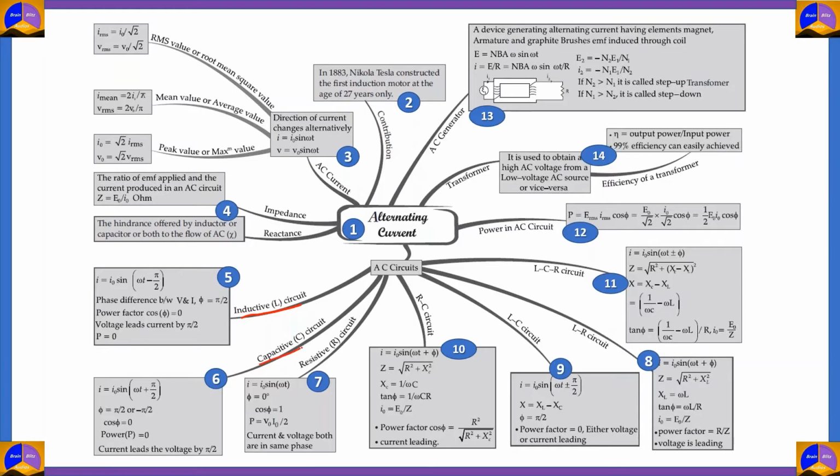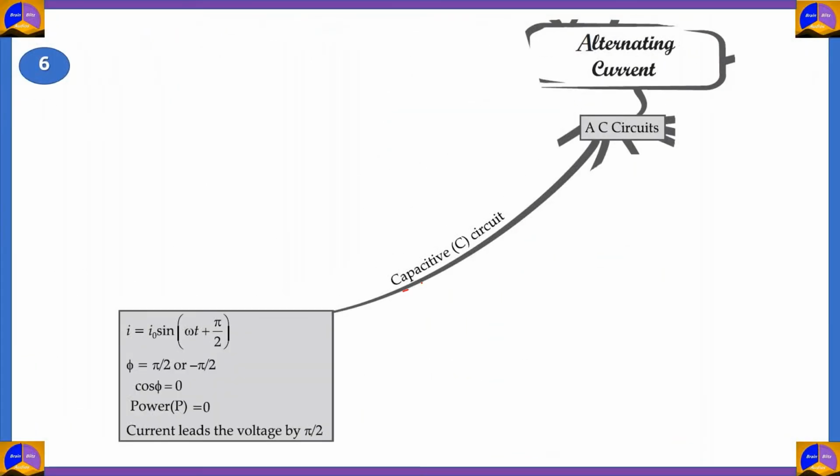What about a capacitor? So let's study capacitive circuits. In capacitive circuits, we have a capacitor, and then we have a battery here with some EMF, some voltage V, EMF E, and then the capacitor has some capacitance, say C. And now we need to find out the current that is passing through it. So we need to find the I that's passing through this capacitive circuit. Now, the equation given here is I is equal to I naught sine omega t plus pi by 2.